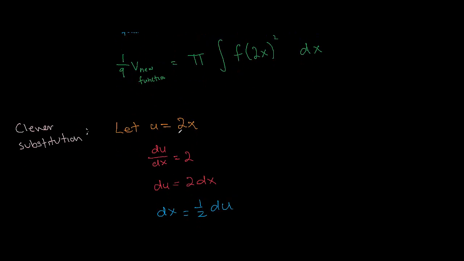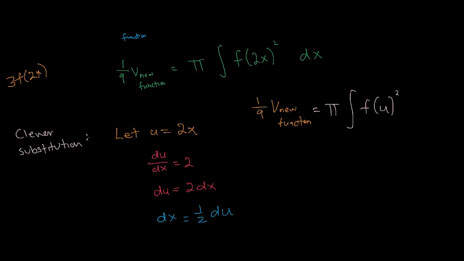Now what I'm going to do is substitute. I've let u equal 2x, and I've worked out what du is in terms of dx, or dx in terms of du. And I'm going to substitute that into this green equation that we've got here. So I'm going to write 1/9 times V of the new function. Remember, V of the new function is the volume we get when we rotate that new function, that weird, complicated looking thing, 3 times f of 2x, about the x-axis. So that equals pi times, now, for 2x here, because 2x is u now, I'm going to write f of u all squared.